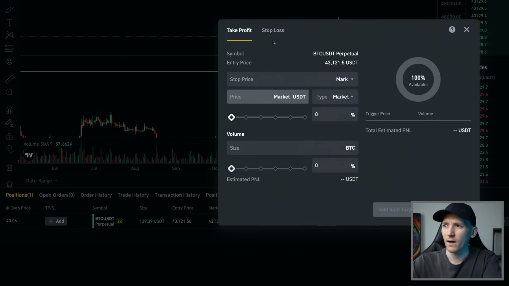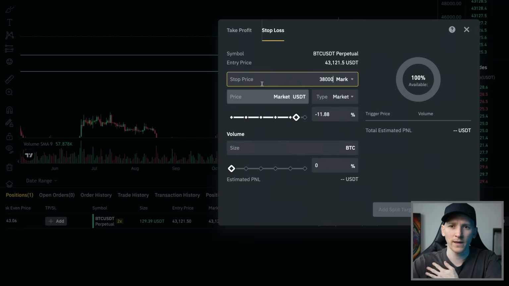We know that the stop loss here is 38,000. That's the price that we want to get out at. So we're losing that much.